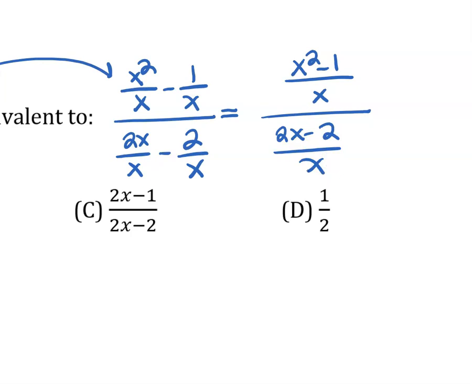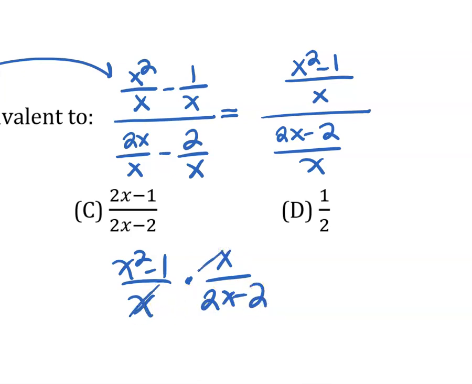Now, to over-explain this, using keep, change, flip, I can technically rewrite this as times x over 2x minus 2, and the x's would cancel, and you'd have x squared minus 1 over 2x minus 2, and that's why that works. Now, instead of writing it as keep, change, flip every time, I'm just recognizing that these denominators would reduce because of keep, change, flip, which I showed down here, and you end up with, in the numerator, x squared minus 1 over 2x minus 2.